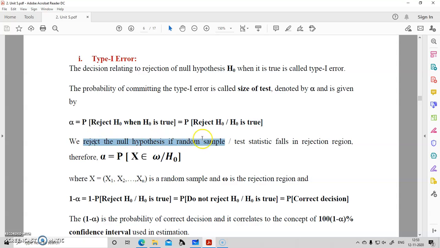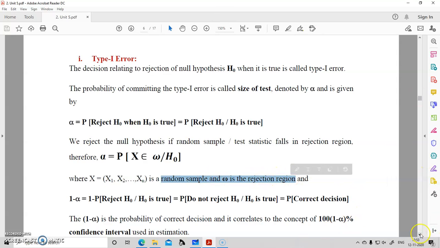We reject the null hypothesis if the random sample test statistic falls in the rejection region. That is, alpha equals the probability of x belonging to omega, that is the rejection region, given H naught. So x1, x2, and so on to xn is the random sample, and omega is the rejection region.